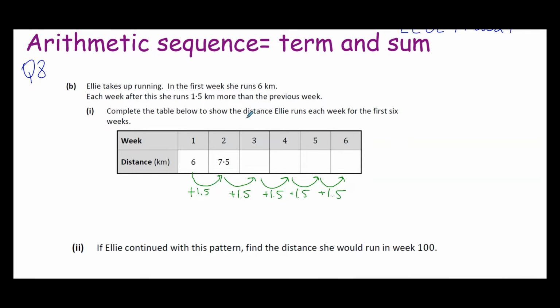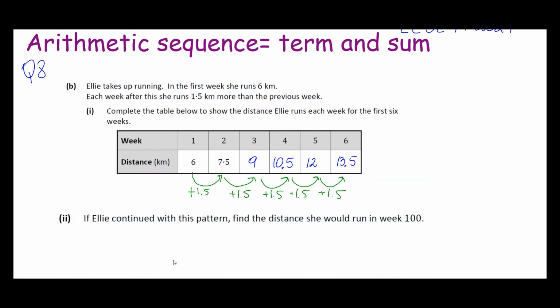So we have to complete the table to show the distance Ellie runs each week for the first 6 weeks. So that's what we do. We add up. So 7.5 plus 1.5, that will be 9, plus 1.5, 10.5. And even for this simple calculation, for every calculation, I will encourage you in your exam to always use a calculator. You don't want to make a mistake in a simple calculation, and sometimes it happens.